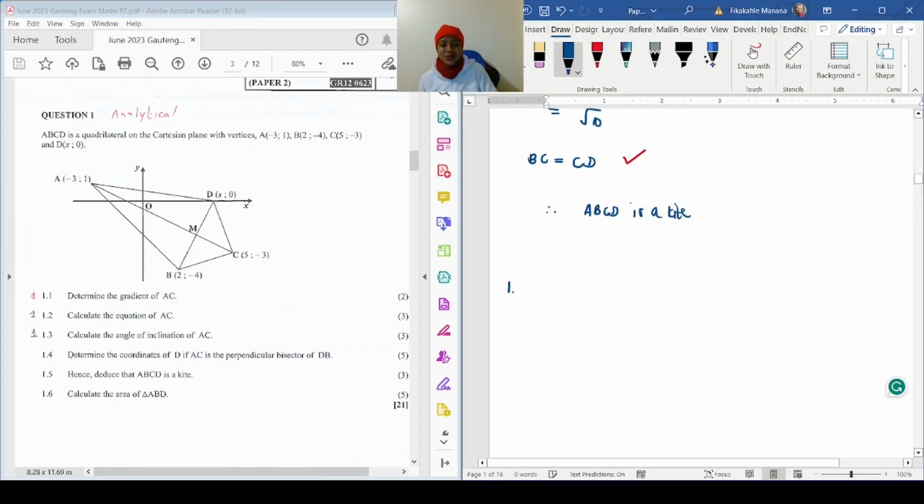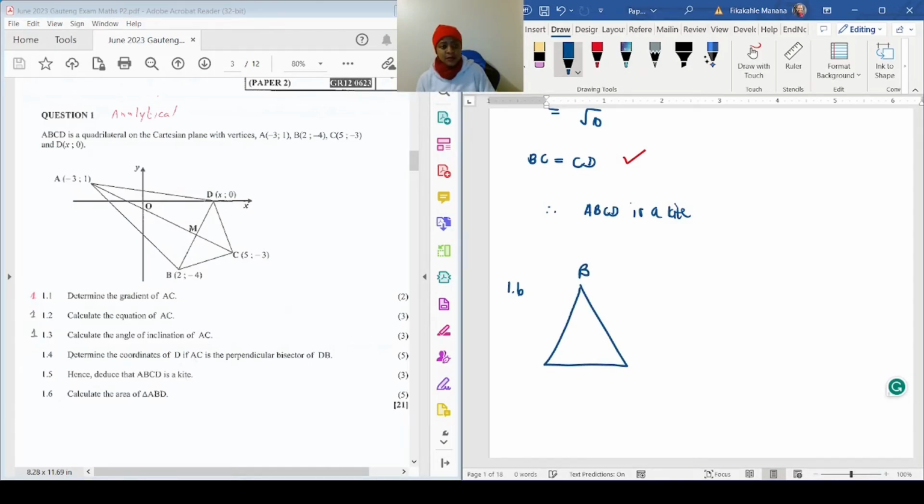Okay, 1.6, we are there. We're almost at 21 marks. Wow. Okay, I think this is a nice 21 marks to get. But let me not get ahead of myself. Let's see what 1.6 has in store for us. It says calculate the area of triangle ABD. Let me just draw it out.